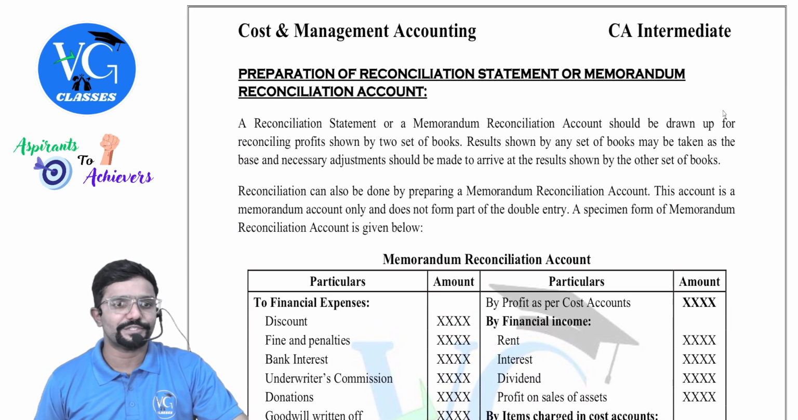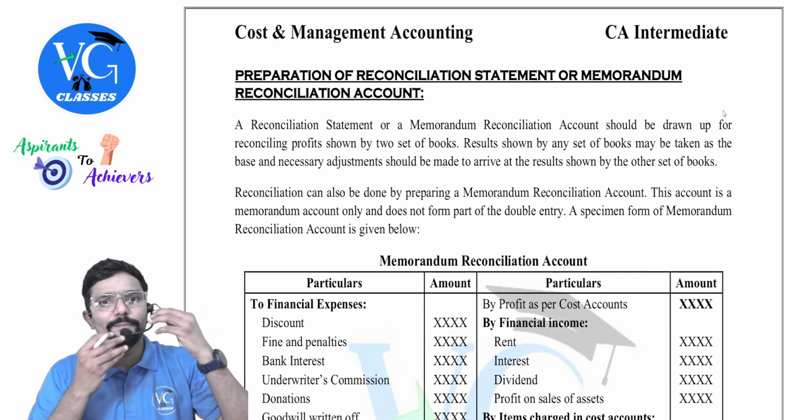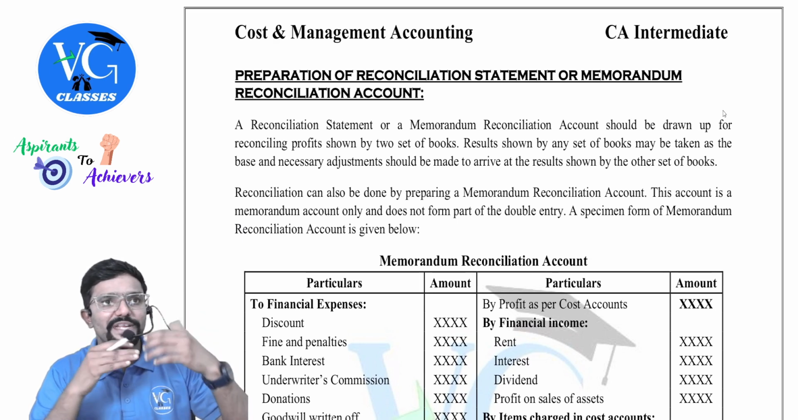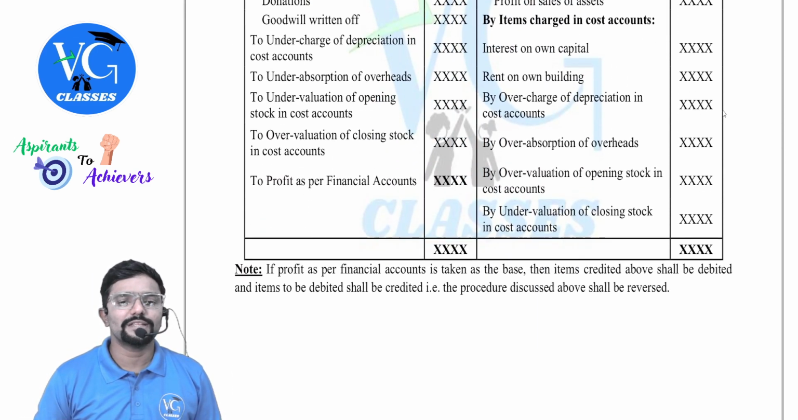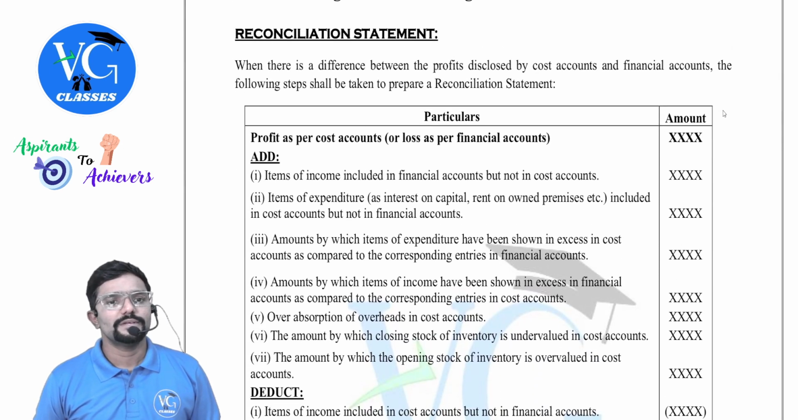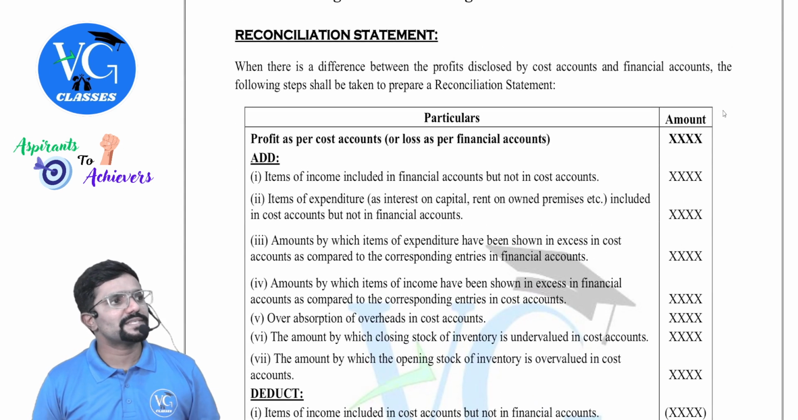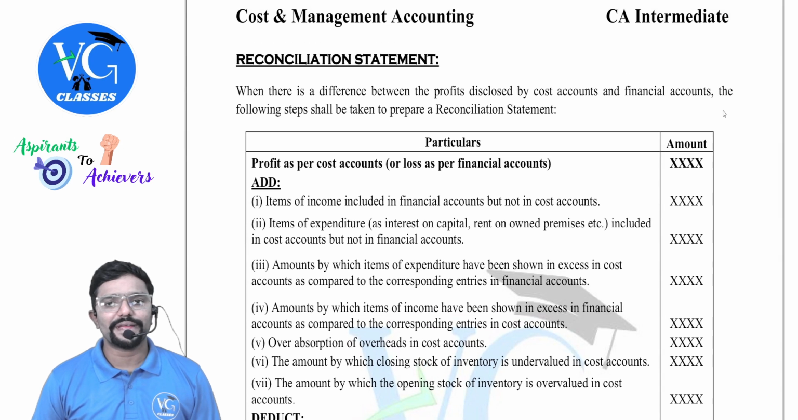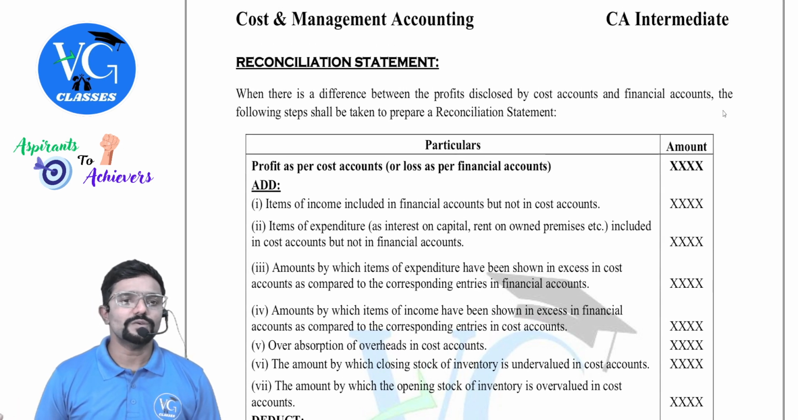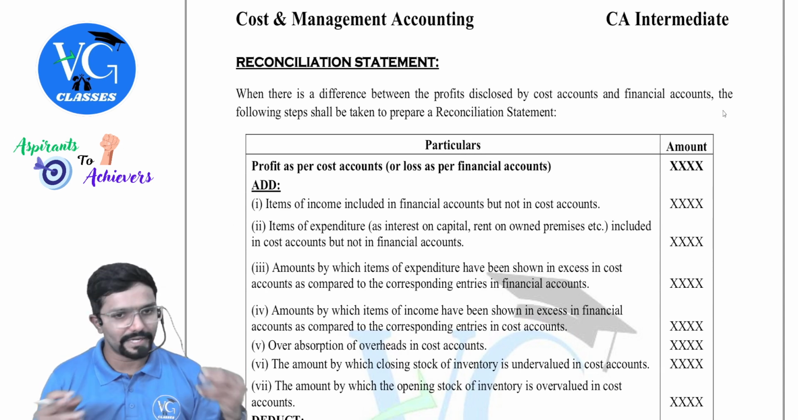Now coming to the preparation. Guys, there are two ways to reconcile the profit. One is through the memorandum reconciliation account, and the other one is through a statement. Let us first discuss the statement. Reconciliation statement: when there is a difference between the profits disclosed by cost accounts and financial accounts, the following steps shall be taken to prepare the reconciliation statement.